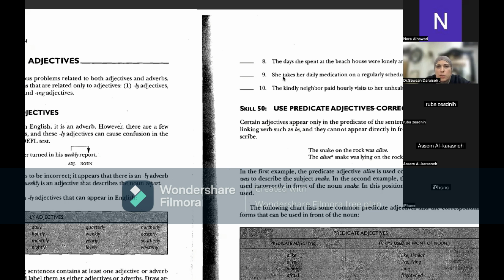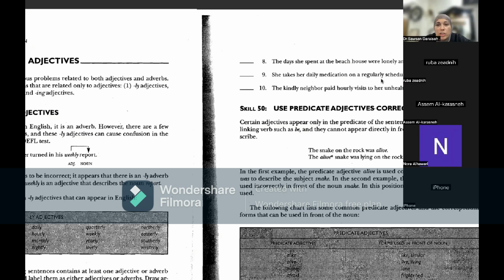Yes. Okay. So she takes her daily medication. This is fine, on a regular schedule. Regular is among the words that don't end in ly as an adjective, okay? We say a regular schedule. برنامج دوري فيه نظام معين, فيه نسق معين, all right?